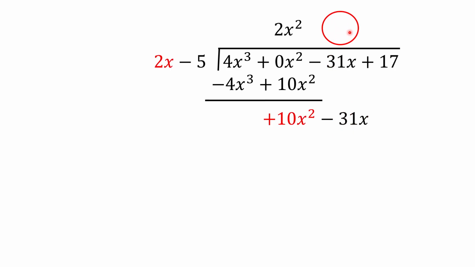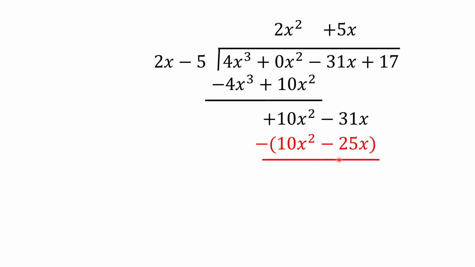We ask, what do we need to multiply 2x with so that we get 10x to the second? And the answer is 5x. We multiply 5x with 2x minus 5 and write that right below, 10x squared minus 25x. Notice that I'm being very neat and careful to put the x squared with the x squared and the x term with the x term. Okay, I have to subtract, and as you know, subtraction flips the signs of inside. So now this is what we have, negative 10x squared plus 25x. Combining the terms, we're going to get 0 again, and negative 31x plus 25x is equal to negative 6x.